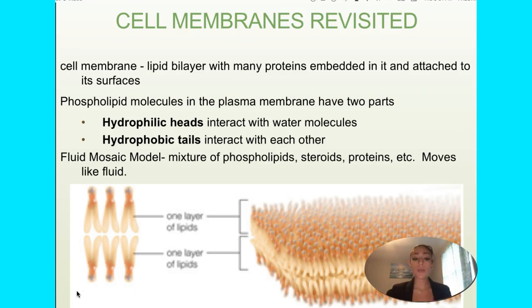It is called a fluid mosaic model because mosaic meaning it's a mixture of all different kinds of components such as phospholipids, steroids, proteins, carbohydrates. Okay, and it is called fluid because it does have a lot of fluidity, and it is very mobile. It can move around. Remember, those phospholipids can jump around. They can flip on each other. They can also exchange sides with one another. So it's called the fluid mosaic model.